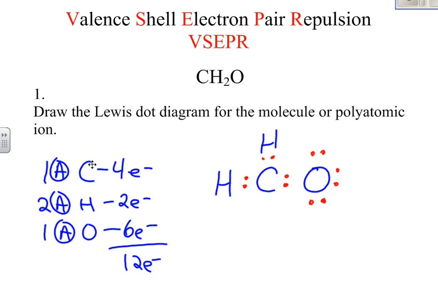So we've made oxygen more stable. Now we're going to check and see if we have any electrons left over. And we have actually used up all of our electrons. Problem here, carbon doesn't have an octet. So we're going to get rid of those 2 electrons on the oxygen, and we're going to share those with the carbon, creating a double bond between the carbon and the oxygen. So we now have our Lewis dot diagram for this molecule.